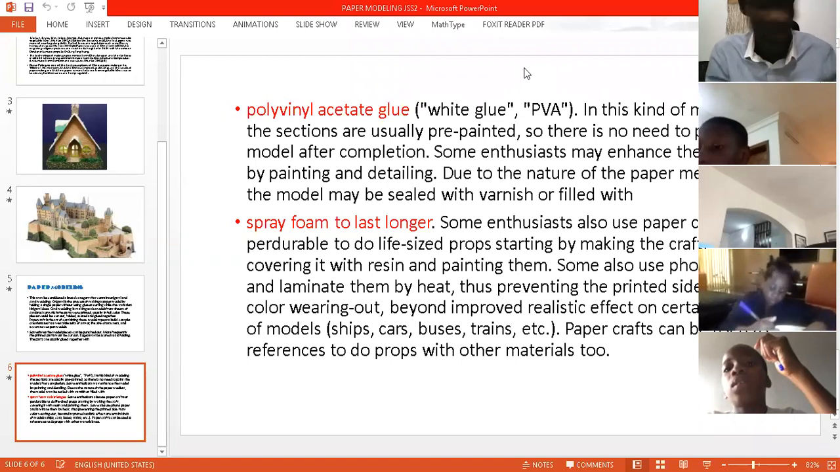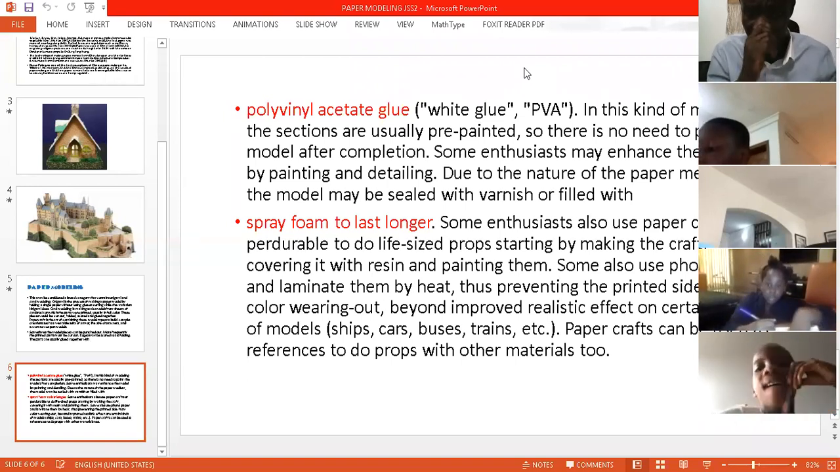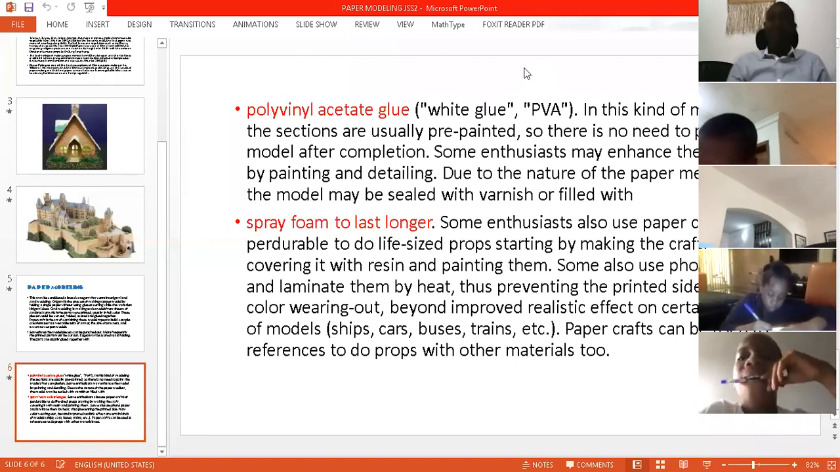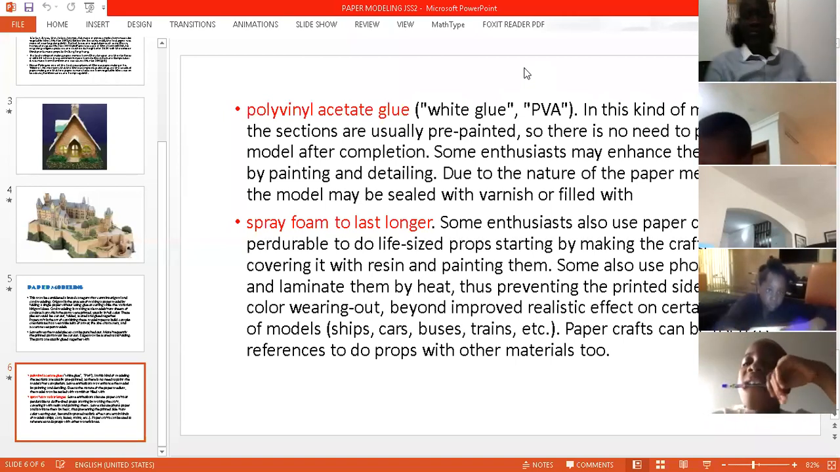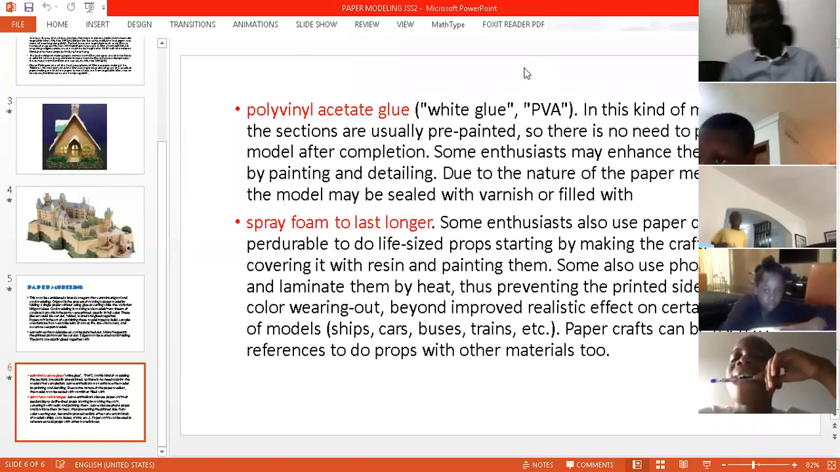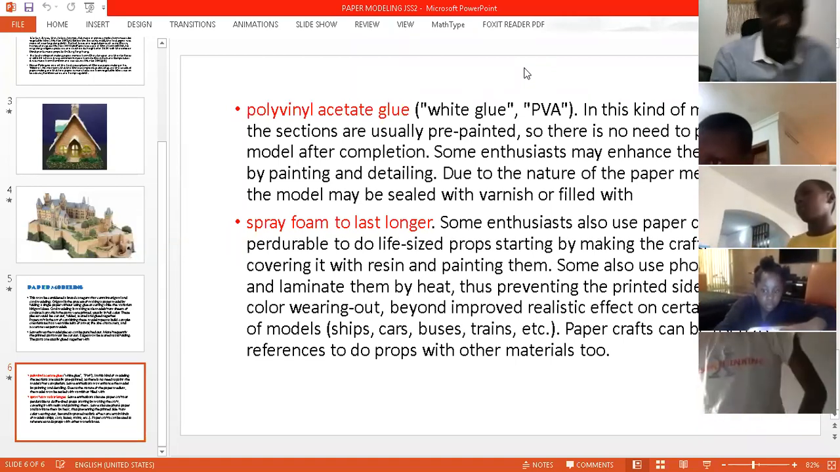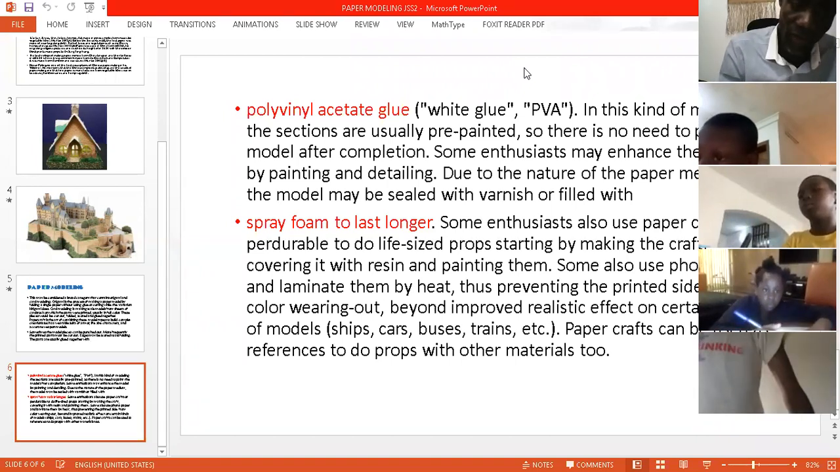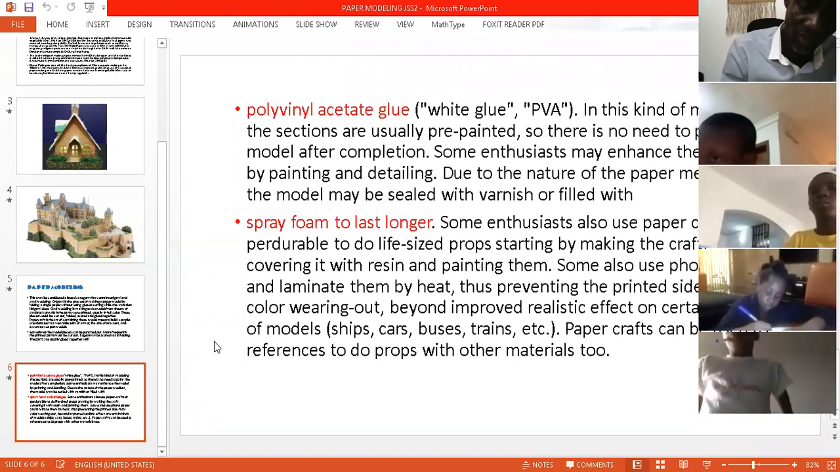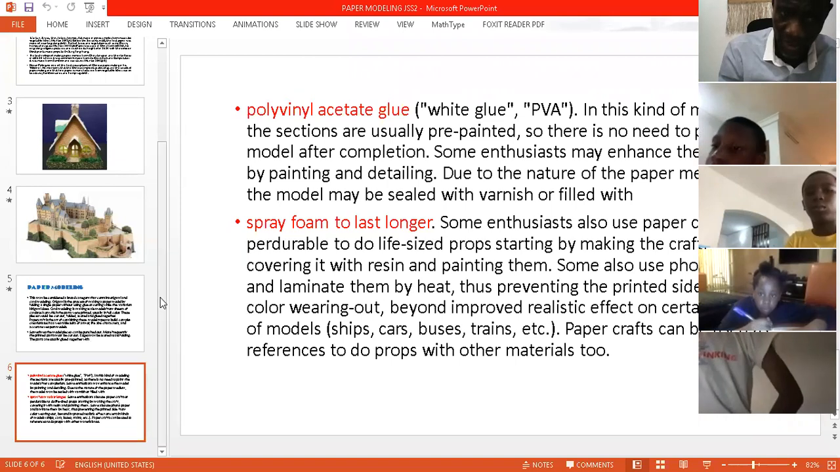Now, we are done with the notes. Leave it. We'll see it later on. All right. You don't apply too much glue. If you apply too much glue, I pity you. You won't get the desired result that you need.